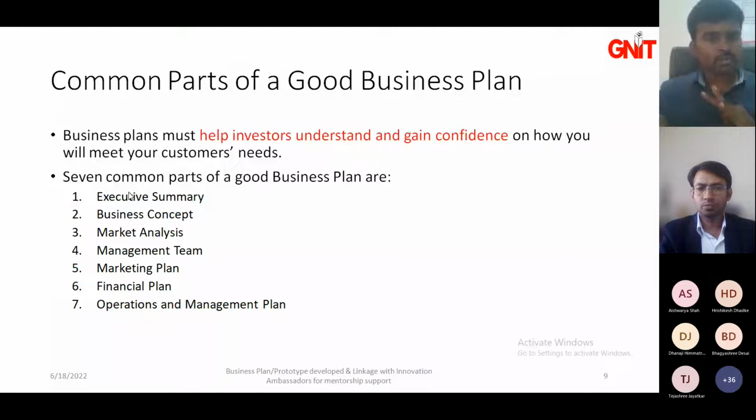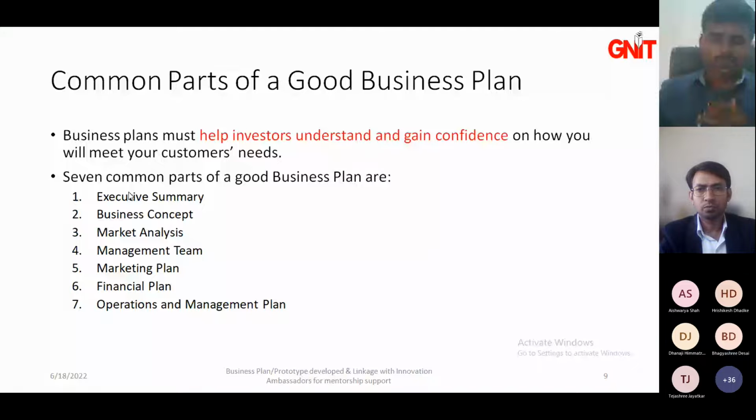Whether there is a demand for your product. Then the management team. In my team, this person is the CEO, and this person is going to take care of planning, marketing, like that. Then the marketing plan, where we are going to sell, and which people you are going to attract. Sixth is the financial plan. For this project I need this much amount, so where do I need to get the funding, like that. The last comes operations and management. Let us see one by one. The operations and management plan is the working of your business.